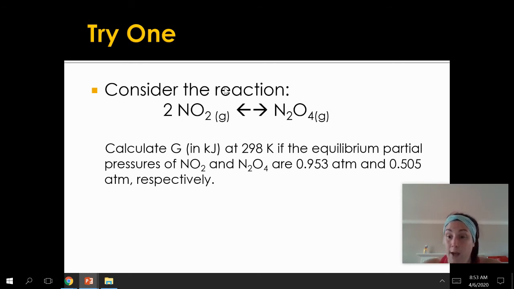But we know how to write a Kp expression for this, right? It would be our products over our reactants. So my Kp I could easily calculate by doing my equilibrium partial pressure of N2O4 as the numerator, right? Because it's products over reactants, divided by my equilibrium partial pressure of NO2 squared, because of that balancing coefficient of 2. So I'd be able to do the 0.505 divided by 0.953 squared in order to get my Kp, in order to plug in. So my delta G equals negative RT ln of K.